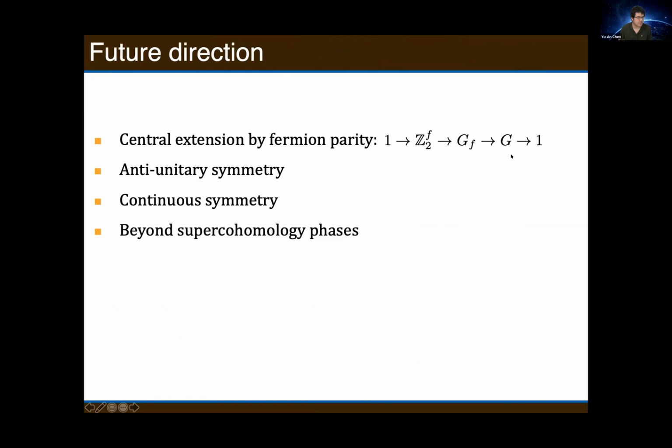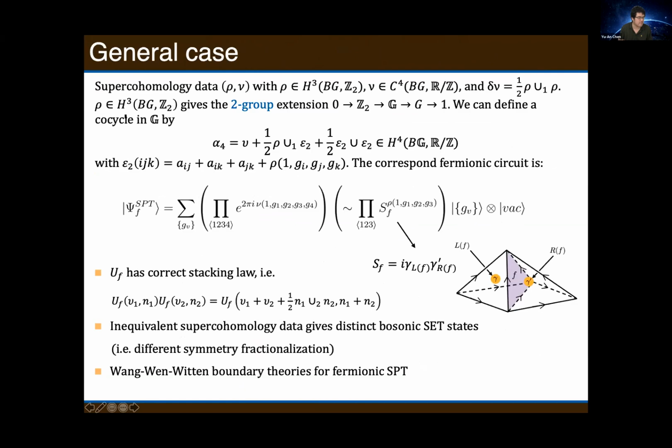So originally I considered our GF is just G times Z2F. But it turns out we can consider the non-trivial central extension. Based on this, I think the first thing to do is we modify the Gould equation. So the supercohomology data will include another two-cocycle, because this extension is determined by a two-cocycle. And we must include this two-cocycle into our construction for this two-group here.